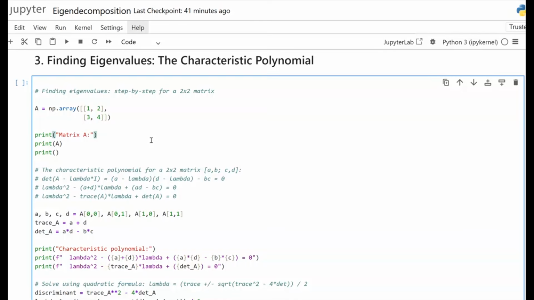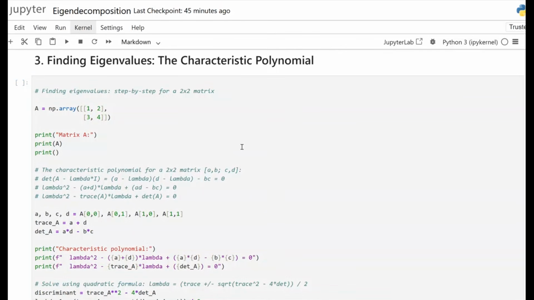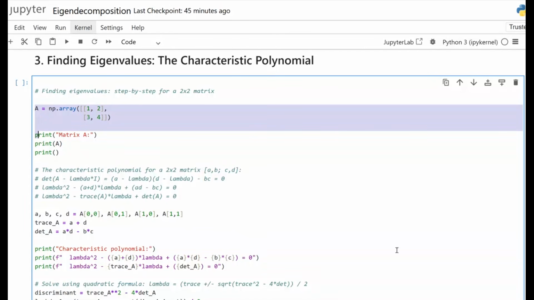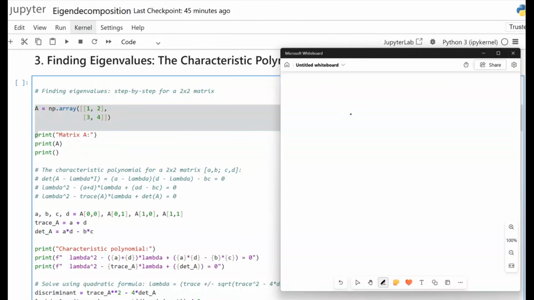So this script derives and verifies the eigenvalues of a 2 by 2 matrix using both the analytic formula and numerical computation, while highlighting key algebraic properties. So yes, dear friends, here is the matrix definition. We have the matrix A, which is equal to [1, 2; 3, 4].